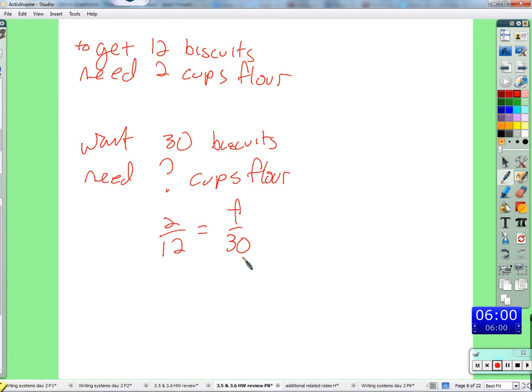That's what I did. Did you have something? You have a way to solve this equation? Cross product. Okay, cross product. F times 12 equals 2 times 30, F equals 60 over 12, F equals 5. Or what if I just want to get F by itself? You multiply by 30, and that cancels out.